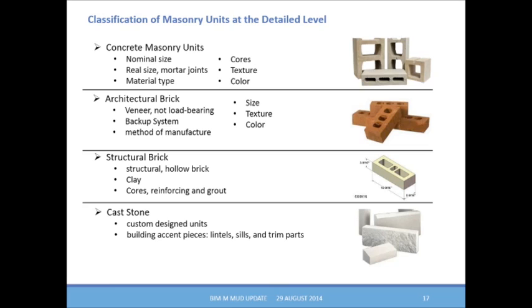If you want to classify in a detailed level different types of masonry units, we can say we have 4 major masonry types: the concrete masonry units, architectural brick, structural brick, and cast stone. All of these units have some properties that are shared between them: the size, the nominal size, the actual size, the material type, number of cores, the texture, the color. They may vary between these different types, but in a big picture, we can classify them in certain groups in order to embed them in the database.